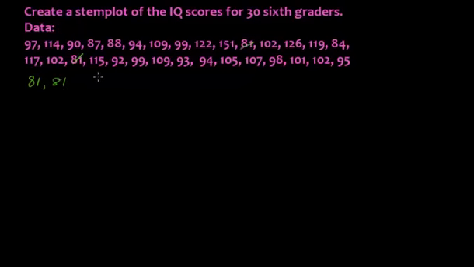And then what was next? There was an 84, 84, and let's see, 87. Any more 87s? And 88. Looks like that's our last IQ score in the 80s. Okay, there's a 90 right there. 90.